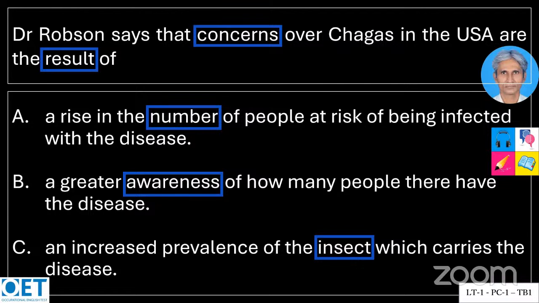Now let us study this one very carefully. Because of what? Result of what? Result of the statistics. Statistics are increasing. Earlier there were fewer cases and now the cases are more. Earlier there was no awareness, now there is awareness. Earlier the insect was less prevalent and now the insect is more prevalent, more common. Because of awareness there are concerns. If people are not aware, people will not be concerned. The insect is there, so they are concerned. The number of cases is increasing, so they are concerned. So statistics is the problem, knowledge of the people is the problem, awareness, and the presence of the insect is the problem.